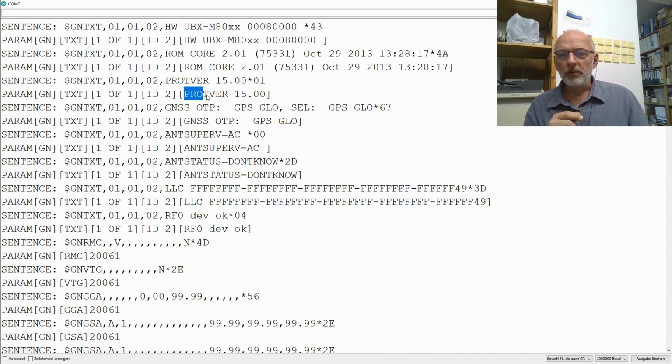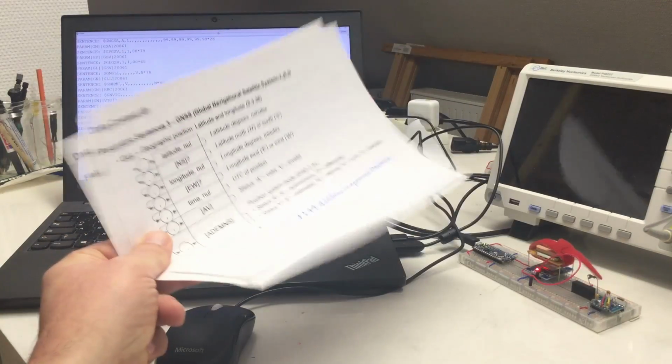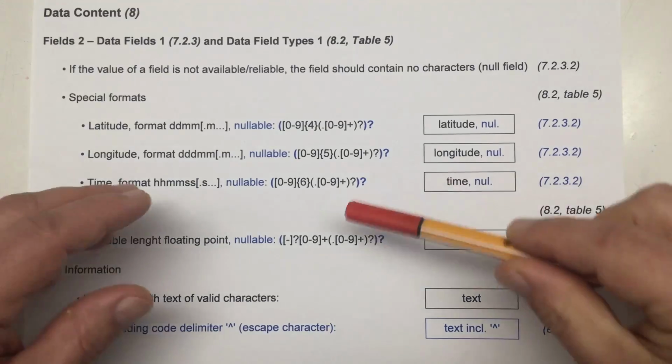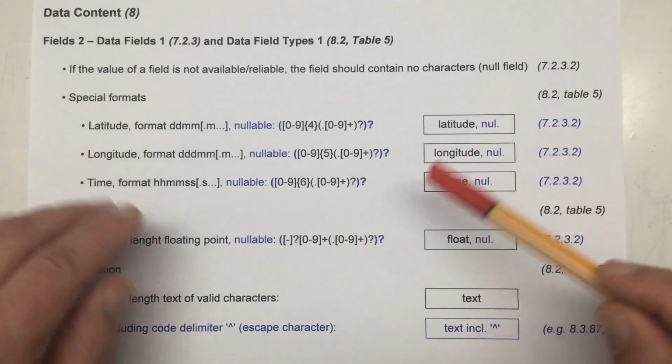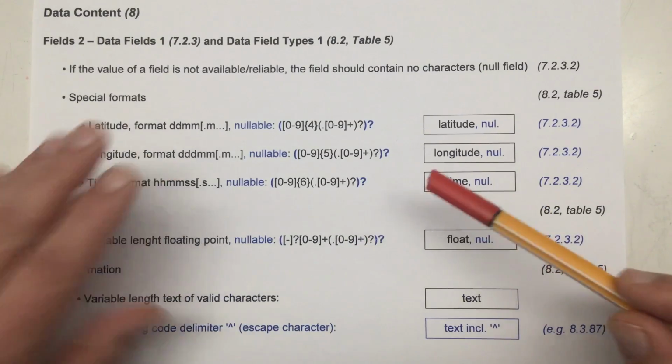And the protocol version is 15.00. That's also very old. So yeah, and the rest is also decoded quite nicely. Let's do one more today. And this time we will actually decode some position data, I promise.